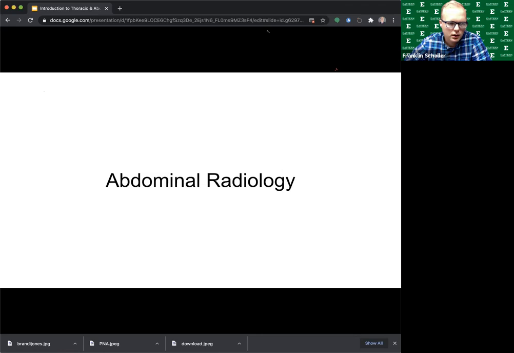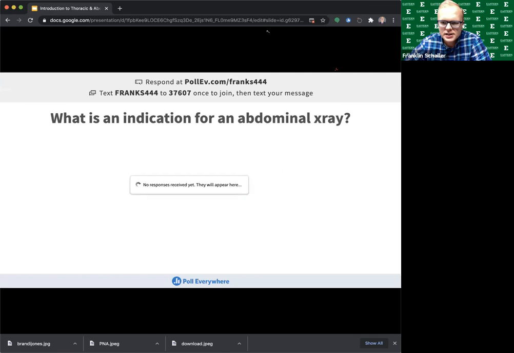All right, we talked a lot about chest x-rays, guys. Let's switch gears a little bit and talk about abdominal x-rays. They're not quite as exciting as chest x-rays, but still something that we should at least touch base on. So question for you guys, what is an indication for an abdominal x-ray? What do you got for me?